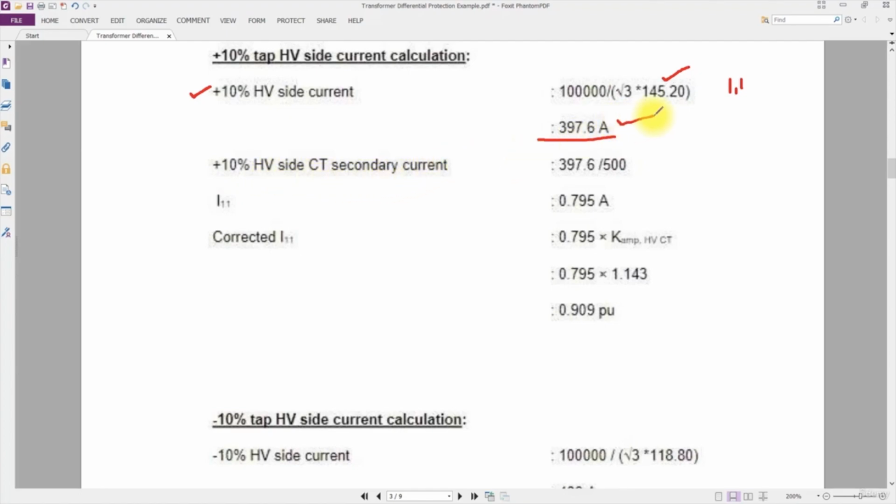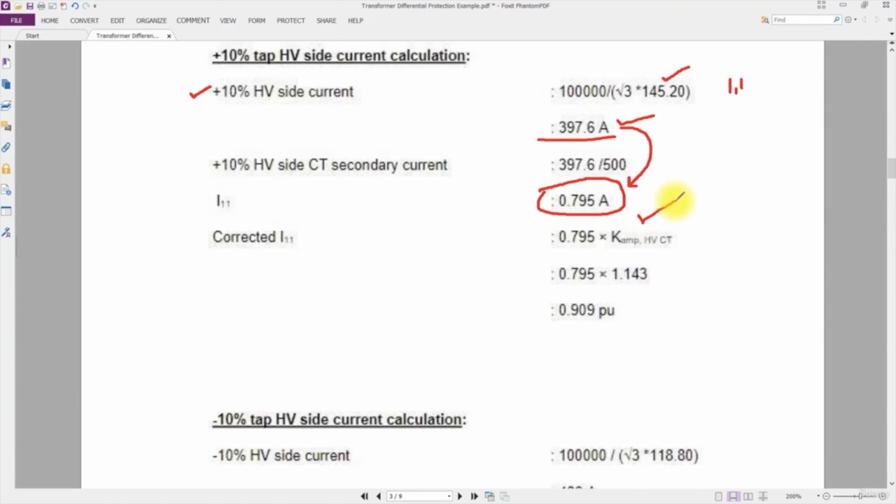So this is the primary current. If you want to calculate the secondary current, which is after the CT, you have to divide it by the CT ratio. So you have to divide it by 500. So this is the secondary side current, that is 0.795 amps. So this is after the current transformer, when the primary current is being reduced by a ratio of 500 amperes. So now we will multiply it with the correction factor.